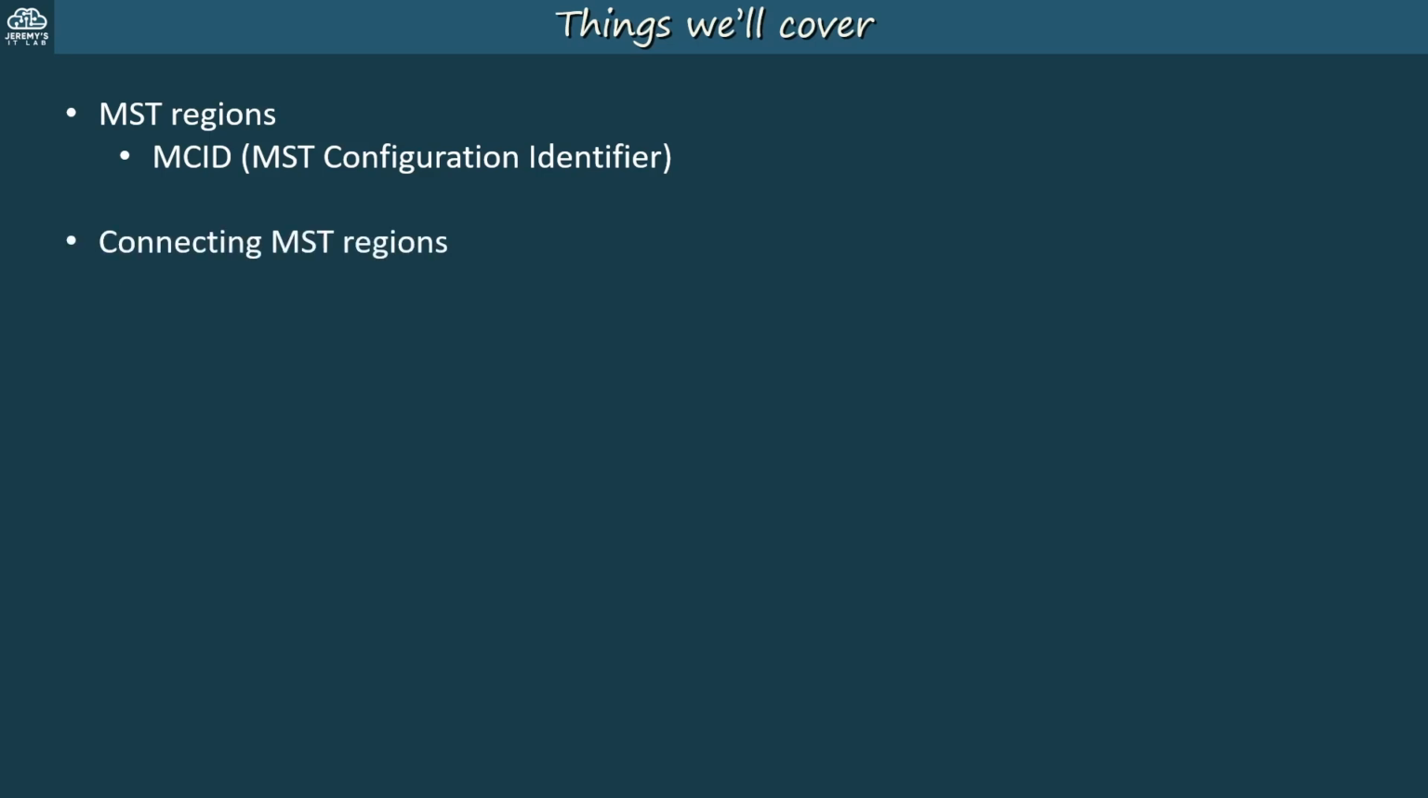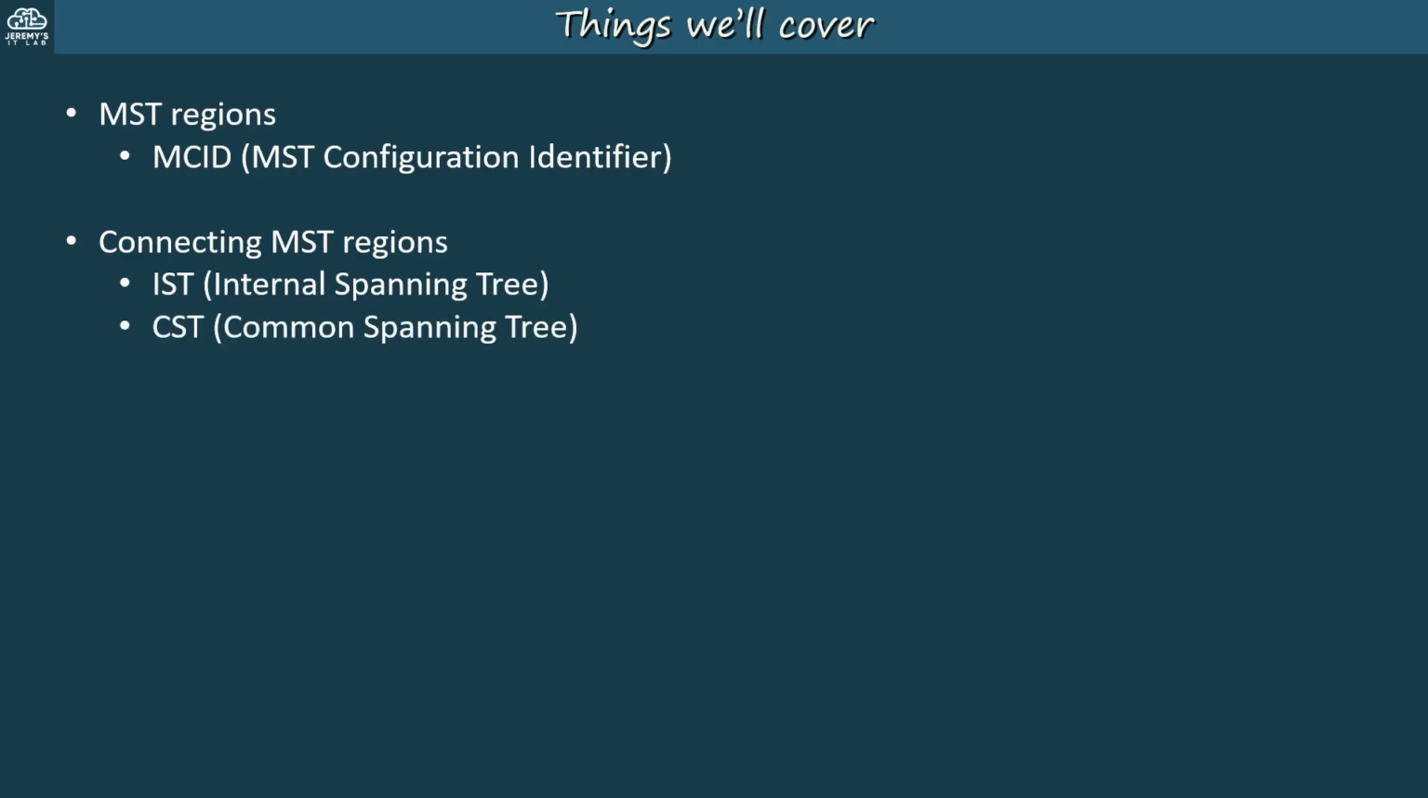We'll cover the IST, internal spanning tree, which is MST instance 0, as I mentioned in the previous lecture. We'll also cover the CST, common spanning tree, and CIST, common and internal spanning tree. These concepts are often confused, but I'll do my best to explain them clearly.